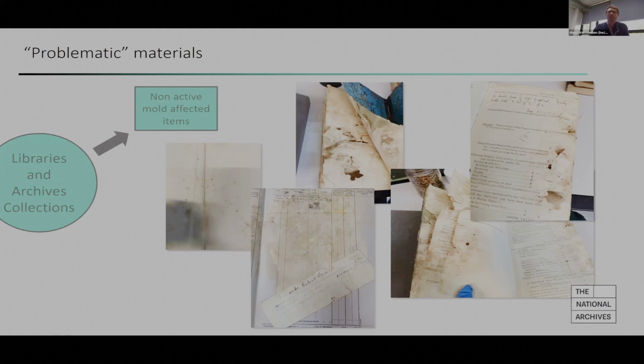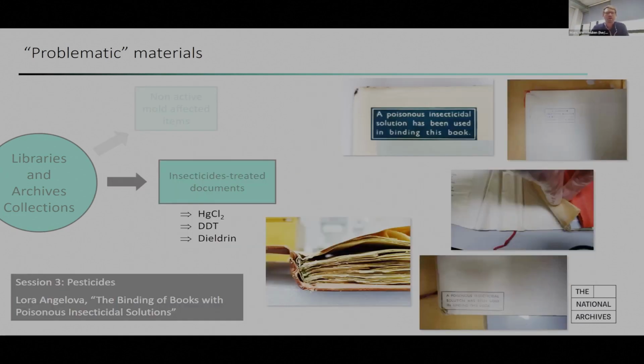When dealing with library and archive collections, there are the so-called problematic materials, and I think we've all encountered some of those. They can be, for example, mold-affected items. I'm not going to be talking about that today, but I've seen a few after I joined the National Archives. Then there are other types of materials like insecticide-treated documents. Again, I'm not going to be talking about that today, but Laura Angelova is going to be giving a presentation about that in session 3.